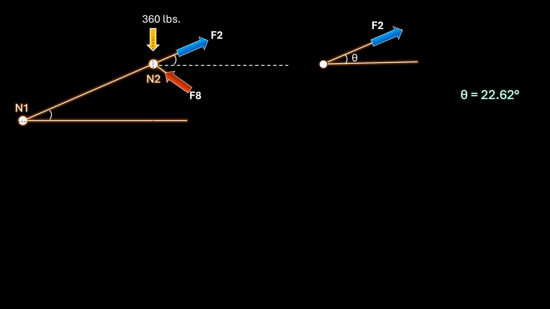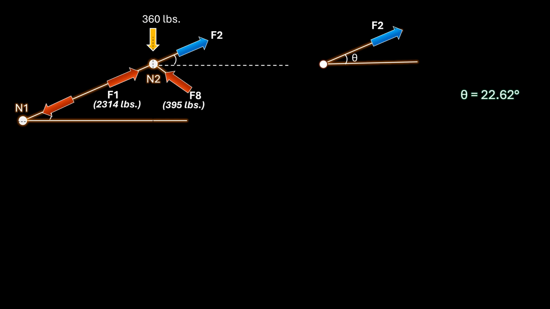We have several forces acting at node 2. First, we have the vertical external force, which is 360 pounds. Then we have F1, which we determined was a compressive force and therefore shown pointing towards the joint. We have already determined that the magnitude of this compressive force is 2,314 pounds. We also have F8, which we have just determined to be a compressive force of 395 pounds. The force is compressive and therefore shown pointing towards the joint.